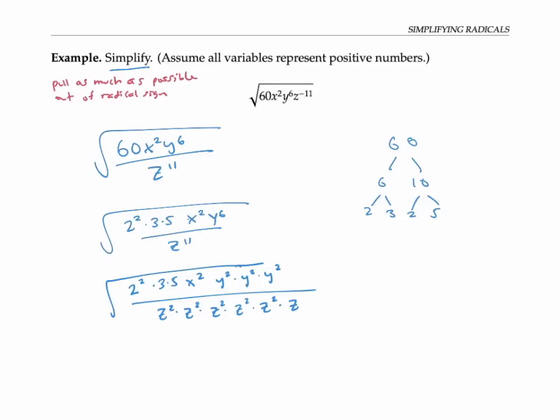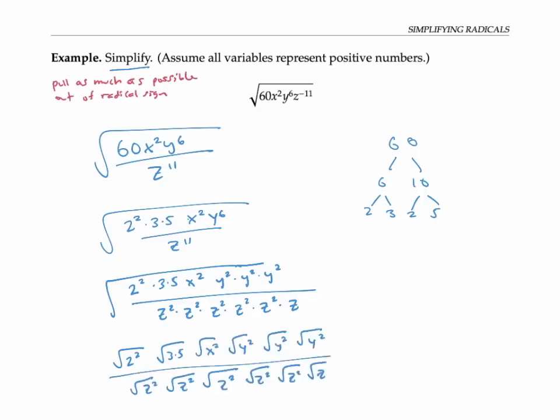Now I know that I can distribute my radical sign across multiplication and division, so I'll write this with a zillion different radicals here. And every time I see the square root of something squared, I can just cancel those square roots and the squares out and get what's left here. So after doing that cancellation, I get 2 times the square root of 3 times 5 times x times y times y times y over z times itself 5 times, times the square root of z. And now I can clean that up with exponents. I'll write that as 2 times the square root of 15.